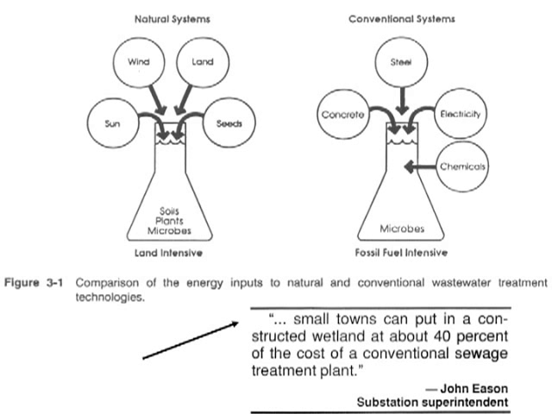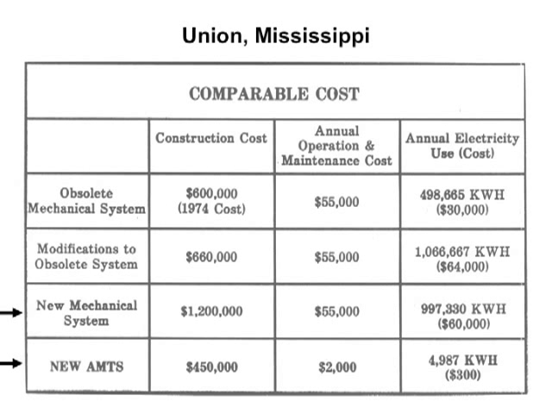One of the quotes that my son got during this project was that small towns can put in a constructed wetland for about 40% of the cost of a conventional sewage treatment plant. This comparison is one that Bill Wolverton did in Mississippi. Union, Mississippi had an obsolete mechanical wastewater system. They were considering modifications to that or a new mechanical system, and he proposed a new artificial marsh treatment system, another name for a constructed wetland.